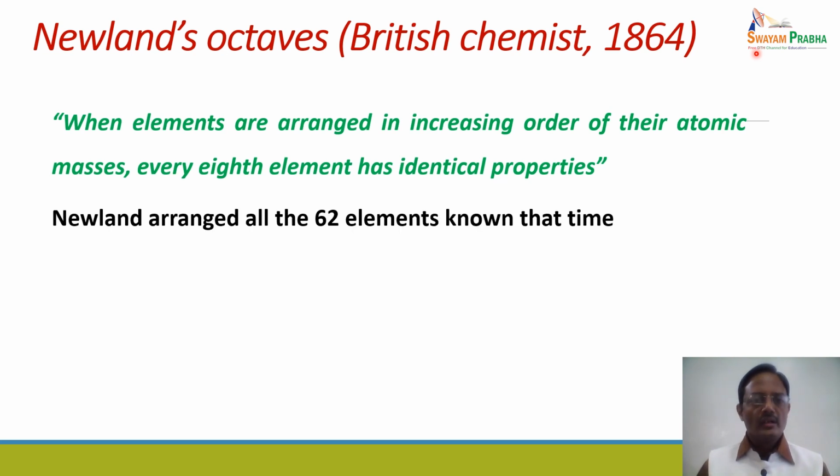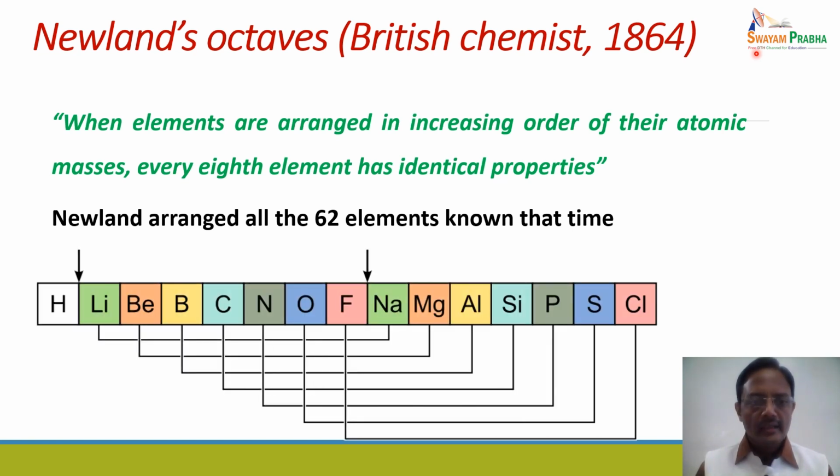Let us try to understand what Newlands did. He arranged all the 62 elements known at that time. We are talking about the 19th century. Now the known elements are more than double this, but at that time 62 elements were known. He arranged the elements in increasing order of their atomic masses, like hydrogen, lithium, beryllium, boron, carbon, nitrogen, oxygen, fluorine, followed by sodium, magnesium, aluminium, silicon, phosphorus, sulfur, chlorine.